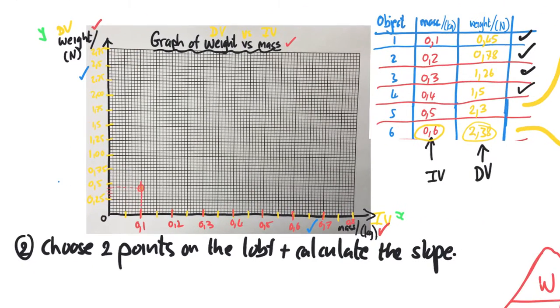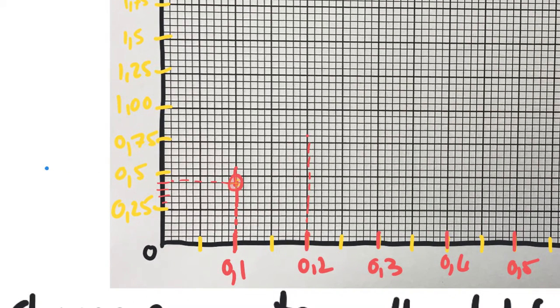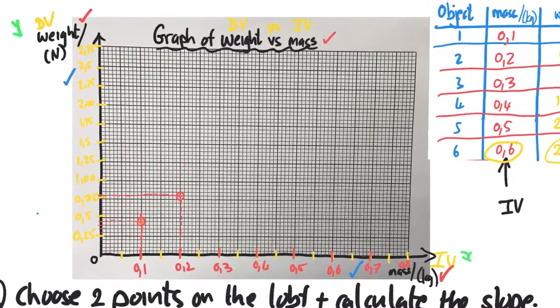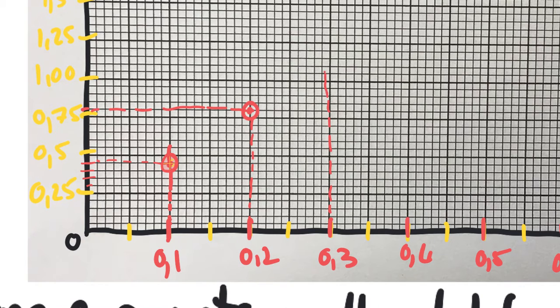All right, then we look at point two. Point two is 0.2 kilograms, with a weight of 0.78, which is roughly 0.8. So we go 0.2, and we go up. We're looking at 0.7, almost 0.8, so it's 0.8 there. And so we're looking at a point like that. Okay, then we go to 0.3. 0.3 is a weight of 1.26. This is 1.25, so it's just above here. There we go.